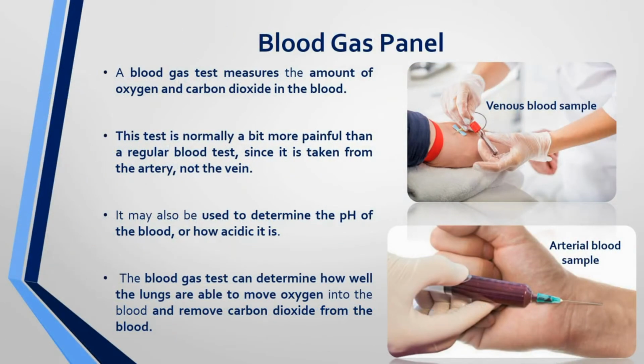Blood gas panel. A blood gas test measures the amount of oxygen and carbon dioxide in the blood. This test is normally a bit more painful than a regular blood test since it is taken from the artery, not the vein. It may also be used to determine the pH of the blood or how acidic it is. The blood gas test can determine how well the lungs are able to move oxygen into the blood and remove carbon dioxide from the blood. Here we can see the samples of the arterial blood sample and the venous blood sample.